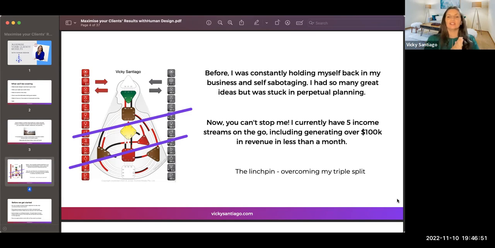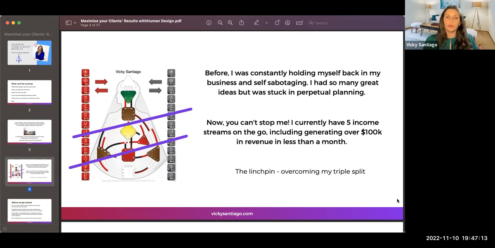So many ideas on an endless current, starting new things. And as soon as it got hard, oh, I've got this other idea. Actually, I should be doing that thing. And oh, I've got this other idea. Oh, I should be doing that thing. And never actually fully maximizing my potential in anything that I was doing. Until I found out about human design.